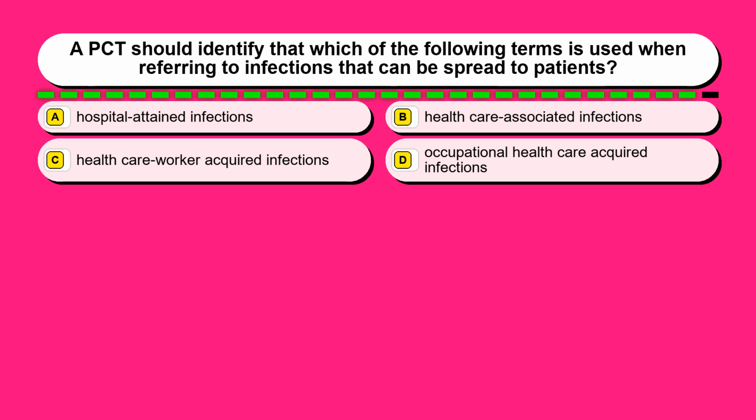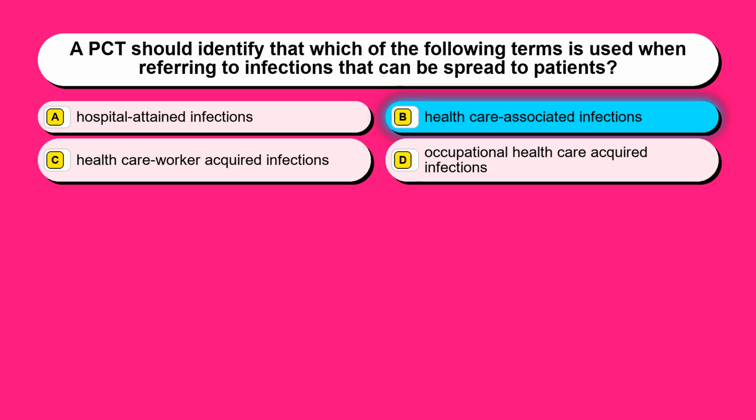Question 56. A PCT should identify that which of the following terms is used when referring to infections that can be spread to patients. Option A, hospital-attained infections. Option B, healthcare-associated infections. Option C, healthcare worker-acquired infections. Option D, occupational healthcare-acquired infections.